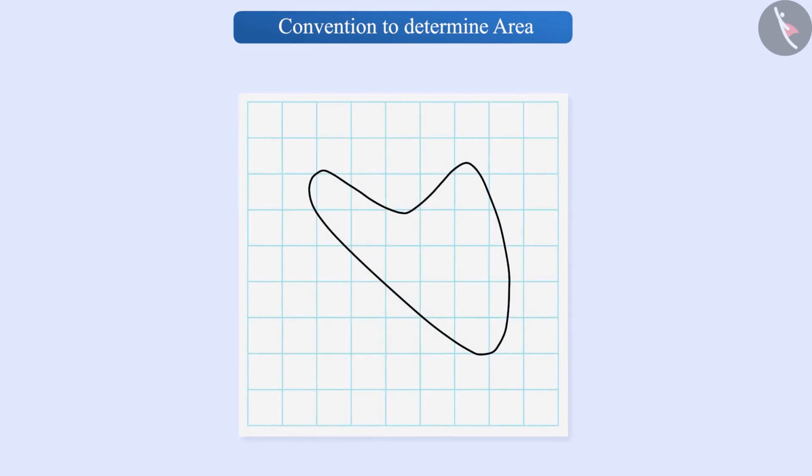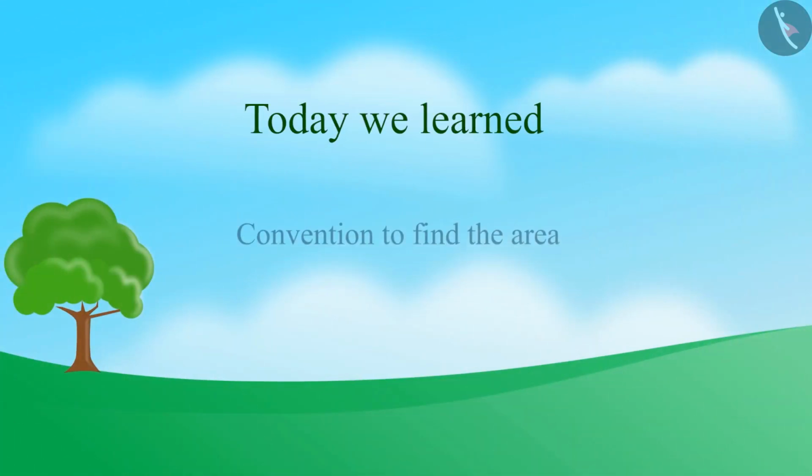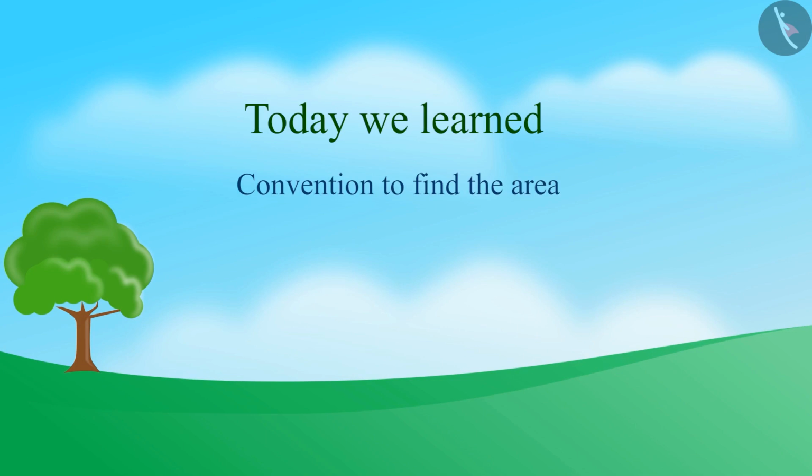Now look at this picture. If the area of each square on the square paper shown here is 1 square centimeter, what will be the area of the given shape? Find out for yourself and discuss it with your teacher to find out whether your answer is right or wrong. So today, we learned the convention to find the area.